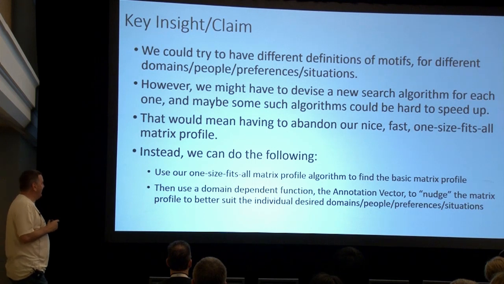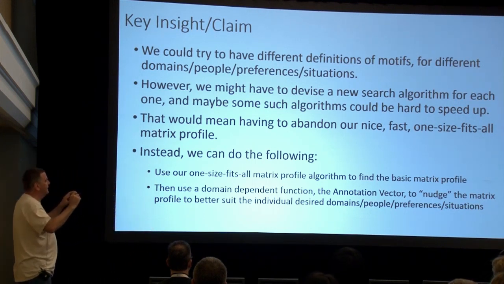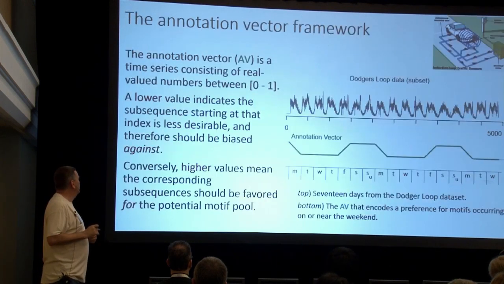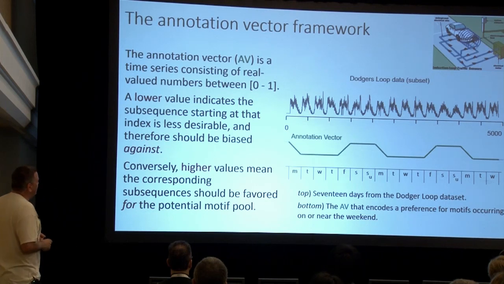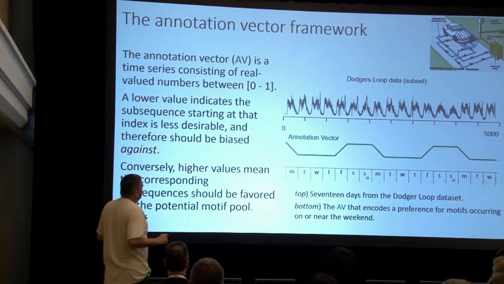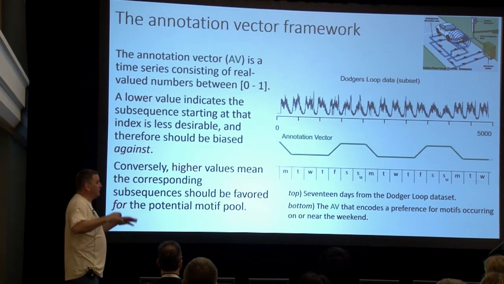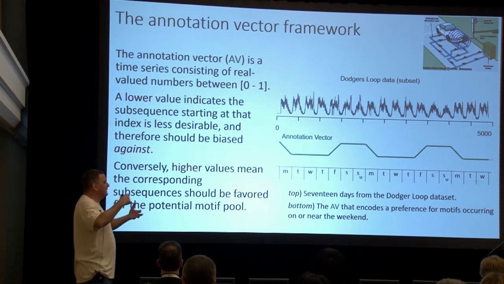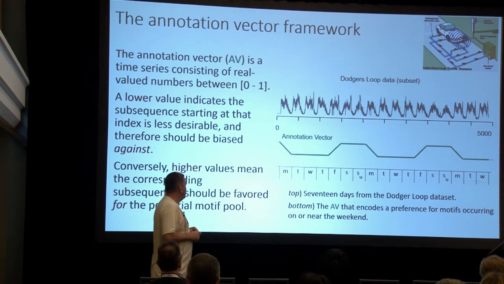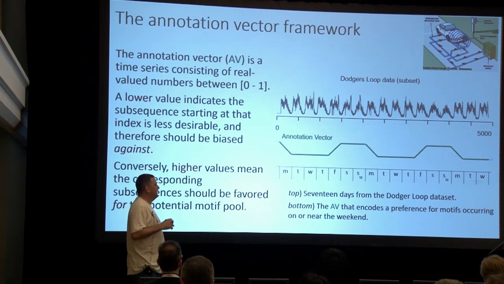The idea is that I'm going to make an annotation vector, which is the main component, and it's going to change the solution matrix profile slightly to be more tailored towards what you want. Let's make this clear with the example we've already seen, which is the weekend preference. This is a real data set from Dodger Stadium, and a traffic control person wants to find motifs in this, but for their particular need, they want motifs that happen on and near the weekend. So with this person and 4 lines of Excel, we can write the following annotation vector.